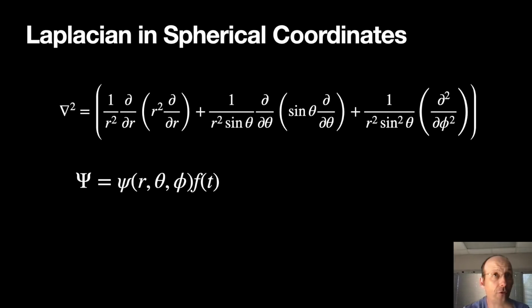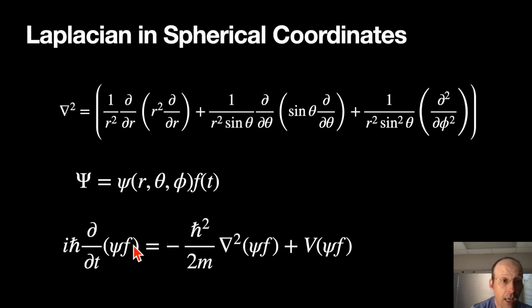And the first thing we're going to do, and this has nothing to do with the hydrogen atom, this is true for most of the quantum mechanics problems you do. I'm going to assume the wave function has a space part right here, psi of r, theta, and phi, and a time part, f of t. If I put this into my Schrödinger equation, I'm going to take the partial with respect to time.